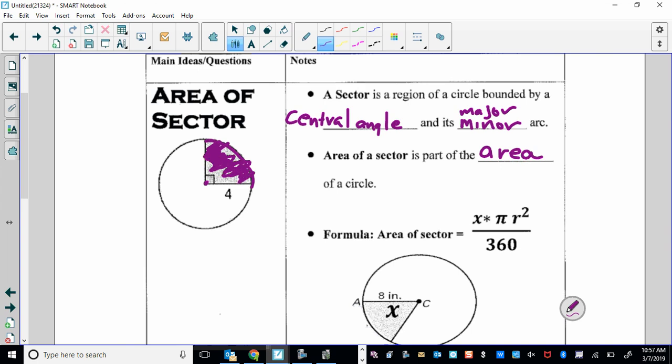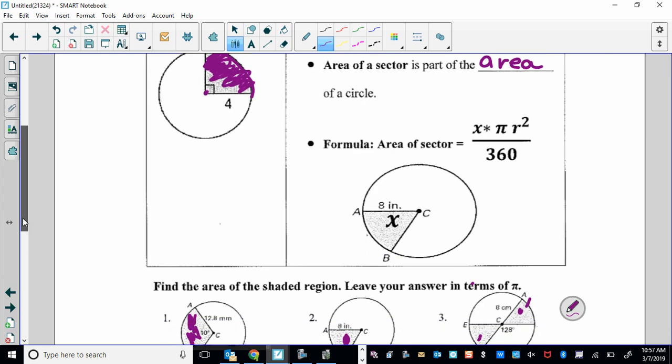What is the area of the shaded region? The formula is x over 360 times pi r squared. What is x? X is the degree measure, and usually they give you the degree measure of the arc. In this case, I think it was 60. So to find the area of the shaded region, I will do 60 times pi times the radius, which is 8, squared, divided by 360. Right?